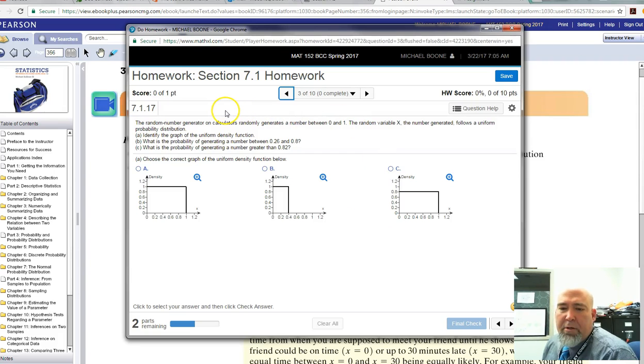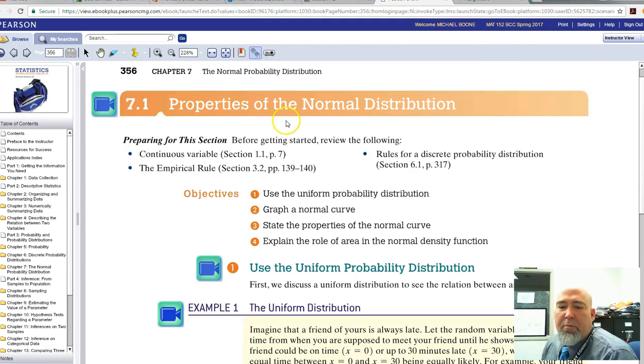All right, so we are in chapter 7 now. So about halfway through, a little over halfway through. And so in chapter 7, we're dealing with properties of the normal distribution in this first section. So the normal probability distribution. We've already talked about it previously when we did the empirical rule, but now we're going to get a little bit more in depth with it.